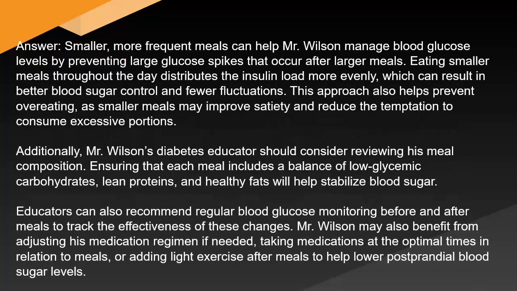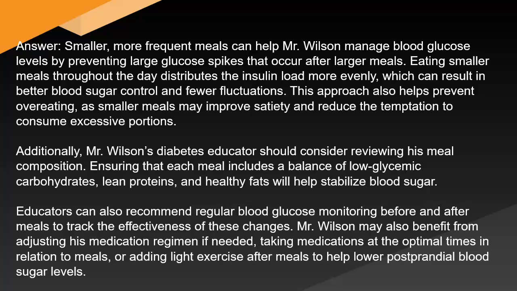Answer: Smaller, more frequent meals can help Mr. Wilson manage blood glucose levels by preventing large glucose spikes that occur after larger meals. Eating smaller meals throughout the day distributes the insulin load more evenly, which can result in better blood sugar control and fewer fluctuations. This approach also helps prevent overeating, as smaller meals may improve satiety and reduce the temptation to consume excessive portions.